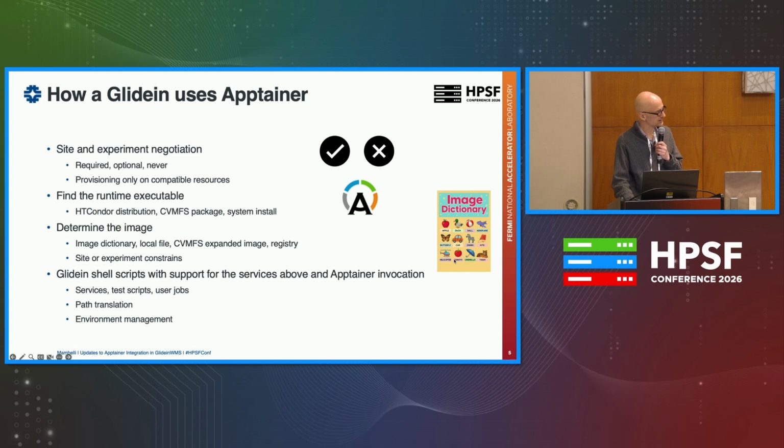And then the Glidein, that's at its core, was starting everything. It's basically a shell script. It starts Apptainer and the jobs inside it.